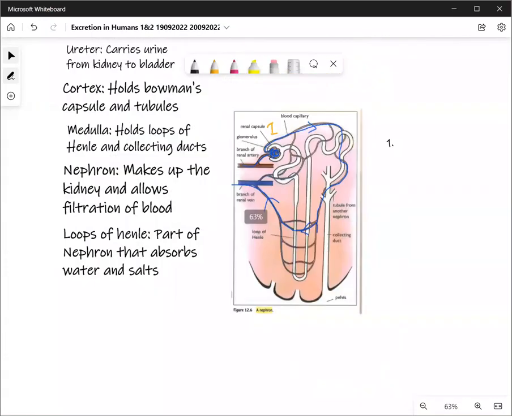I want you to write one more thing in your notebook before we continue. That is, what is the job of the bladder?